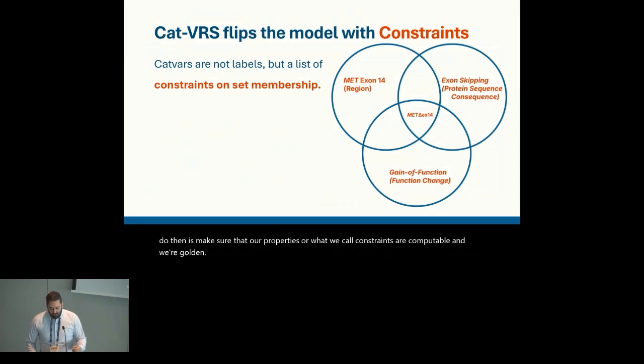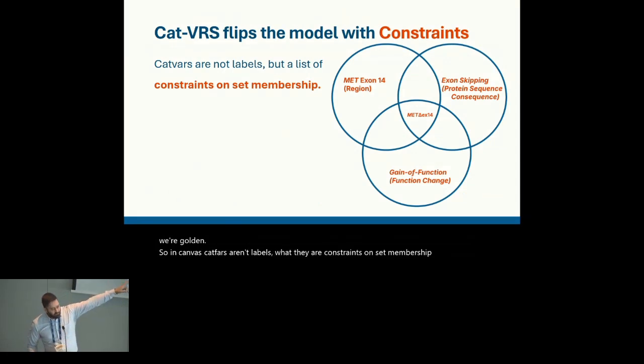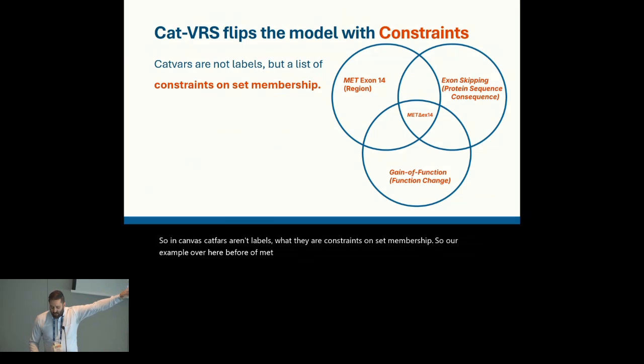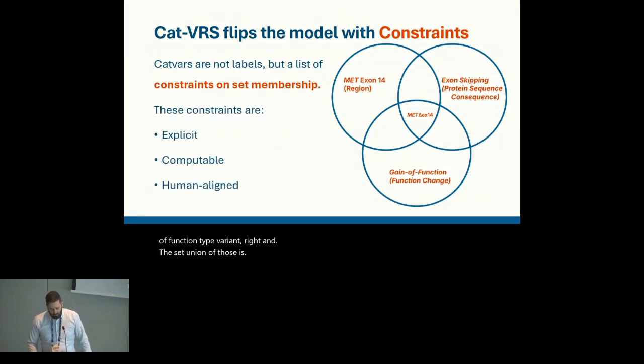So in Cat-VRS, Cat-VRs aren't labels. What they are is constraints on set membership. So our example over here before of MET delta X14 is really telling us three things. One, we're talking about variants that are in the region of MET exon 14. Two, that they involve exon skipping as a protein consequence. And three, if you care about that part for the clinical part, that it's a gain of function type variant, right? And the set union of those is our thing we care about.